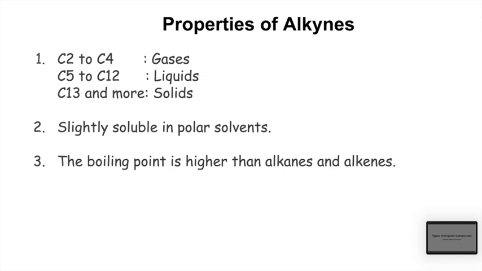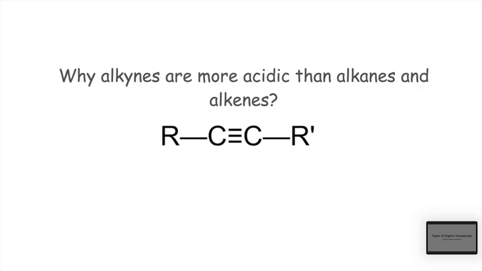Properties of alkynes: again, C2 to C4 are gases, C5 to C12 are liquids, and C13 and more are solids. They are slightly soluble in polar solvents. Boiling point is again higher than alkenes and alkanes. So the question here is, why are alkynes more acidic than alkanes and alkenes? We'll discuss the answer to this question in the next video. Thank you.